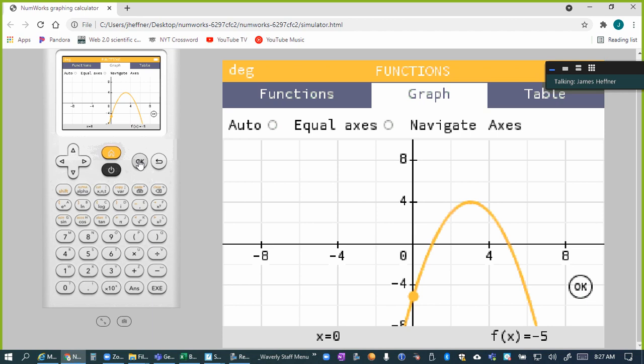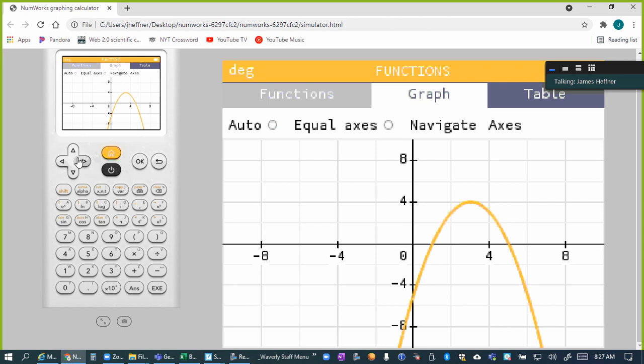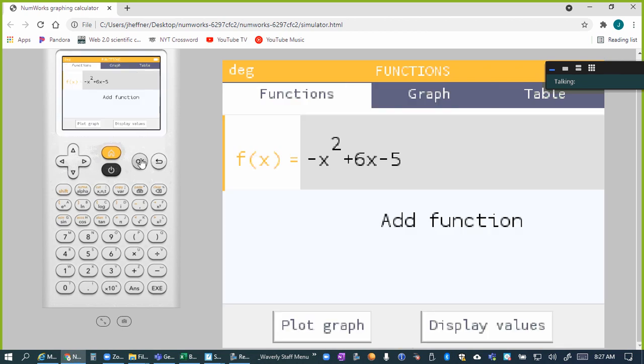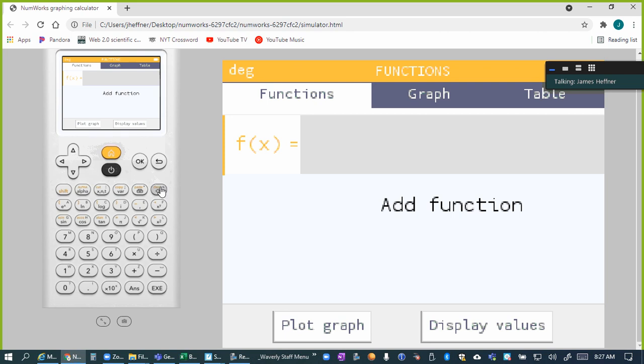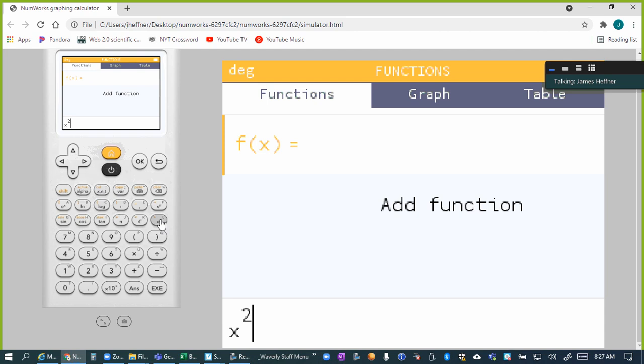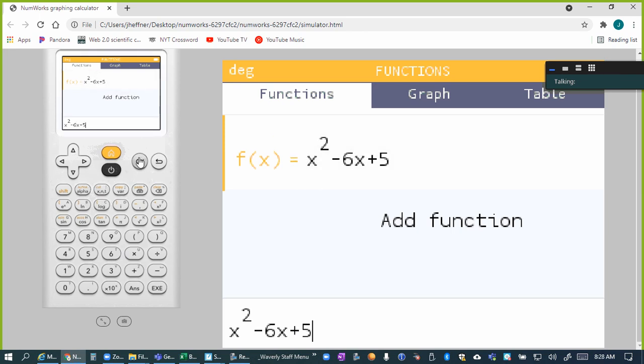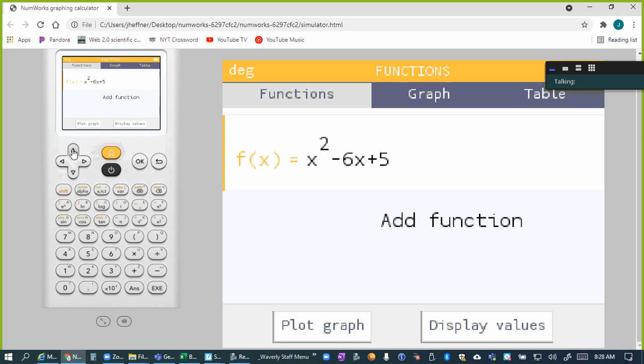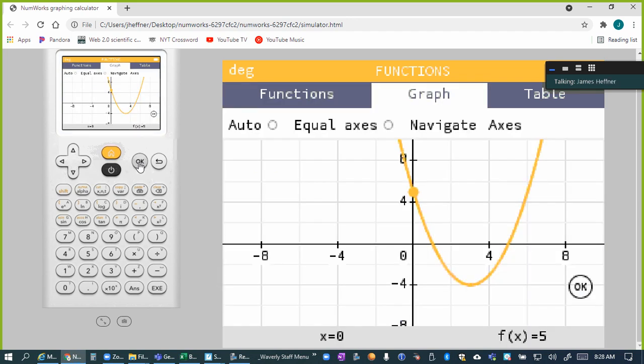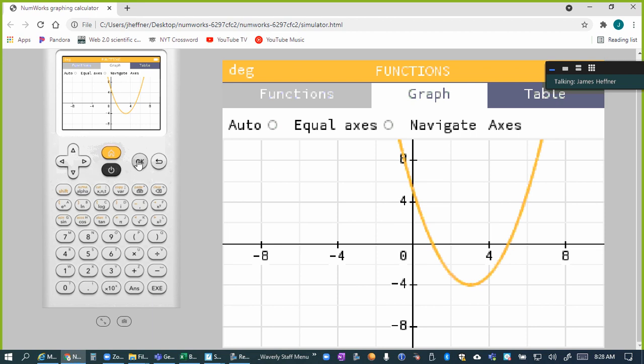Let's put our original in there, by the way. Hang on. Let me kind of look at it. Let me clear that out. I want to put the original one. The original one was x squared minus 6x plus 5. So that's the graph they have on the page here, right? All right, now let's go back and put the negative f of x in there.